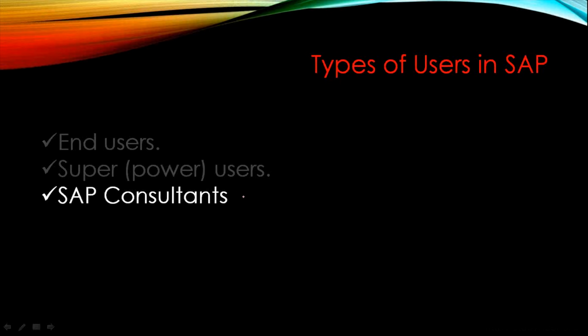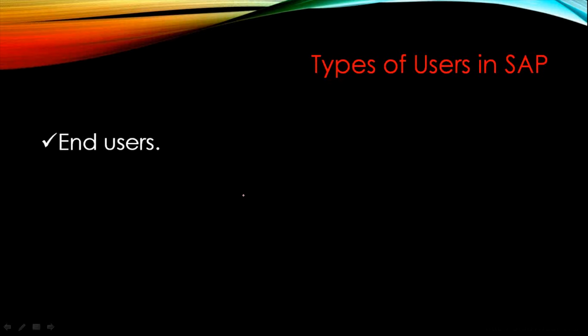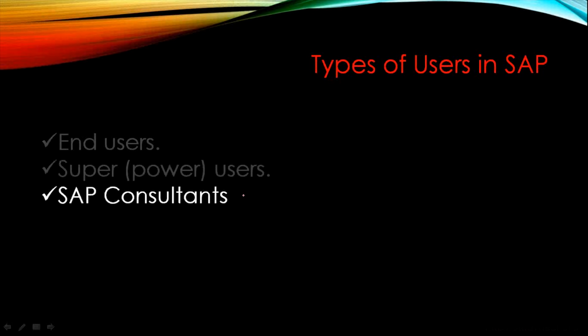And the third level of users we have is SAP consultants, who will be customizing the system as per the business requirements. This training is all about learning to become an SAP consultant. However, we'll be starting with the first 20% of the topics all about learning how end users are using the system. That means in the first 20% of the videos I'll be teaching you the front end, and the last 80% will be all about learning customizing. So these are the types of users we have.